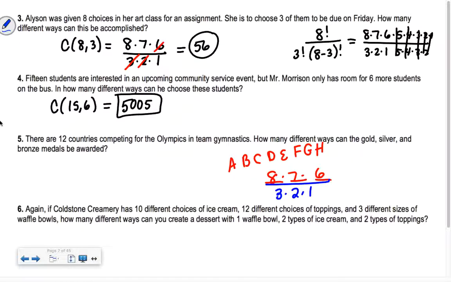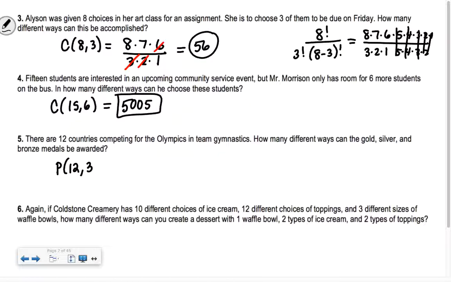All right, so how about the next one? What'd you guys get for the next one? Number 5. So 12 countries competing. How many different ways can the gold, silver, and bronze medals be awarded? 12, choose 3, so it's going to be 12 times 11 times 10. So 1,320. I mean, I thought we were supposed to do more. Yeah. All right, so let's get to the tricky one.